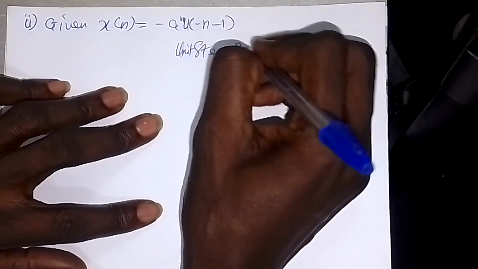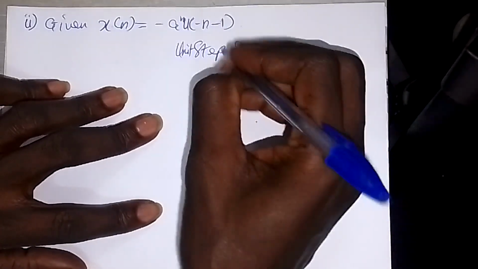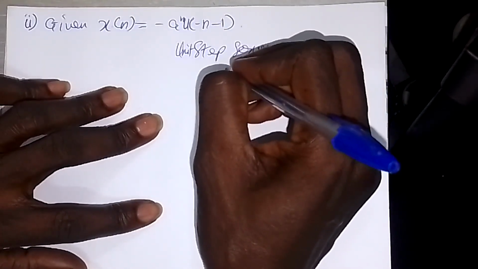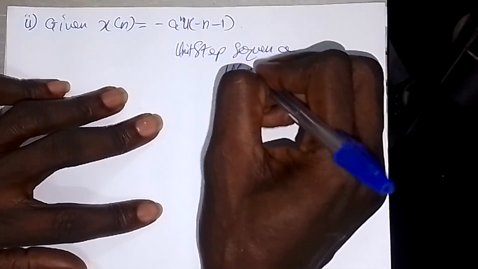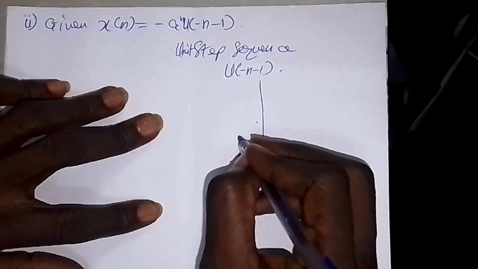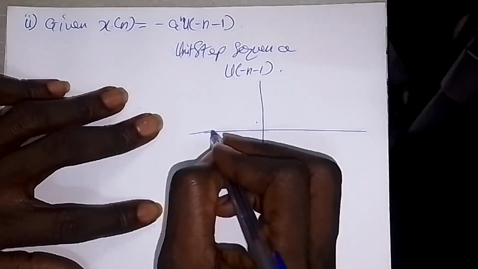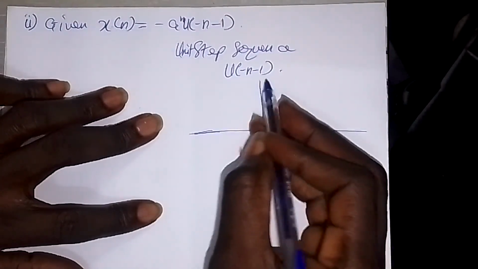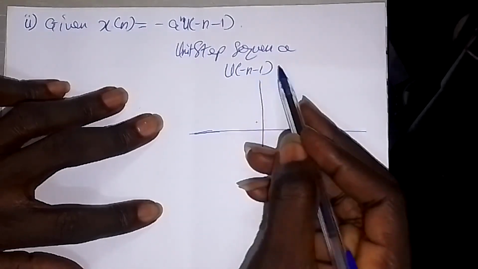Let's take a look at our unit step sequence, which is u of minus n minus 1. So now in this particular sequence, n minus 1 means that n is equal to 1.